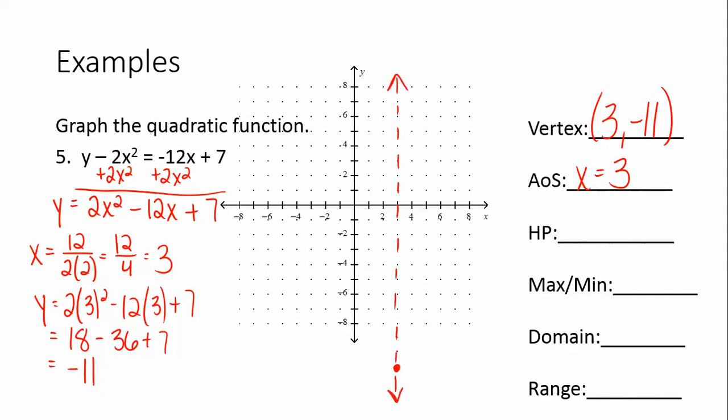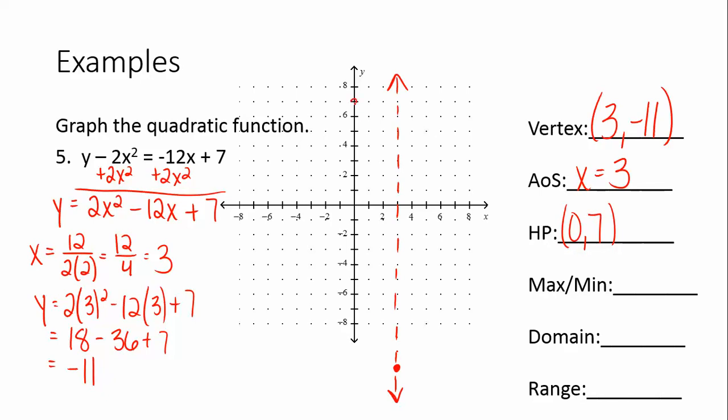And although initially it looks like it might be a downward facing parabola because the 2 is negative, when you solve it for y and put it in standard form, the coefficient is actually positive now. So we do have an upward facing parabola. My helper point, I'm going to plug in 0. So when I plug in 0, all of this goes away and I get a 7 for y.